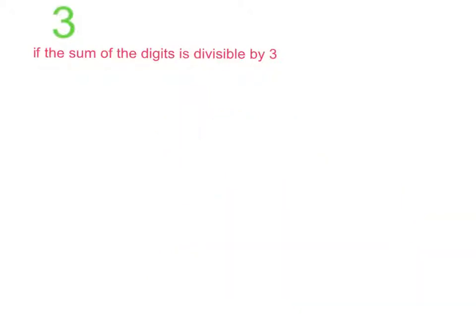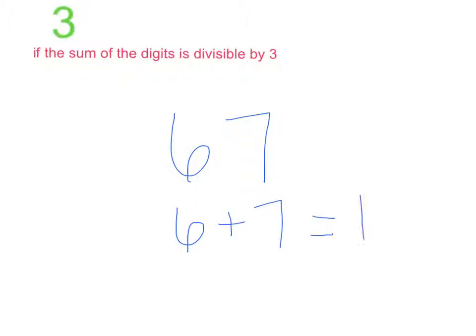Let's try one more example. If our number is 67, is it divisible by 3? Well, first we have to add all of the digits together. So 6 plus 7 equals 13. Can 13 divide by 3 evenly? 13 divided by 3 equals, nope, cannot divide evenly. So 67 is not divisible by 3.